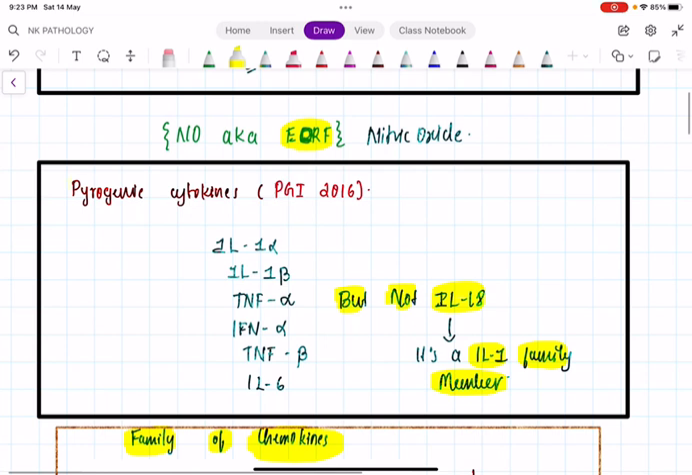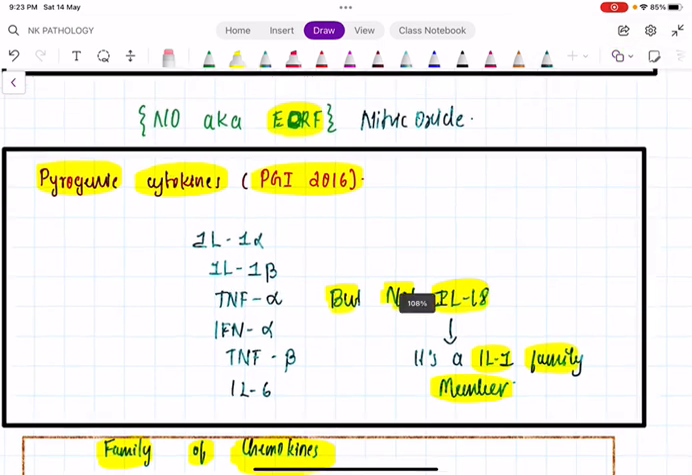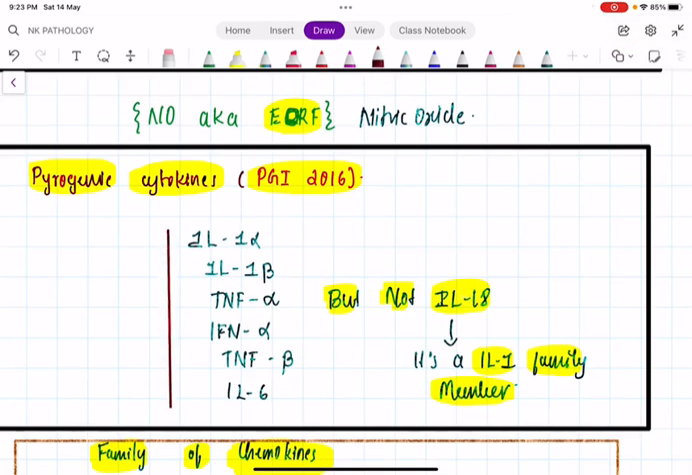Now let us see what the pyrogenic cytokines are. This has been asked in PGI 2016. Please remember the whole list. You should remember all these pyrogenic cytokines: interleukin 1 alpha, 1 beta, TNF alpha, TNF beta. Please remember it is TNF beta, it is not TGF beta. Then interleukin 6 and interferon alpha, not interferon gamma.